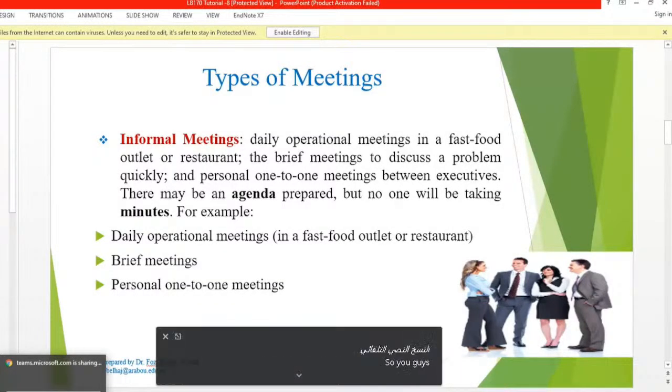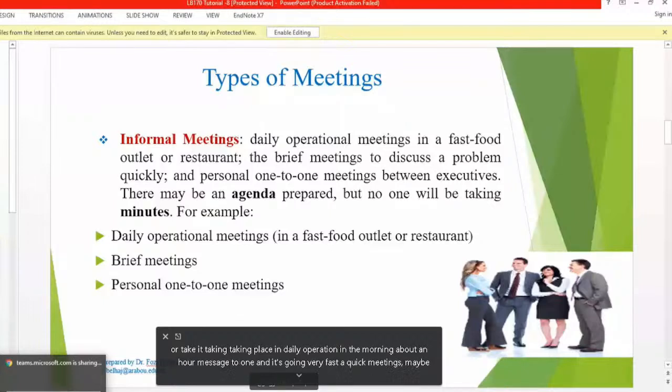Sometimes informal meetings take place in daily operations in the morning. For example, when you arrive at work, they are very fast, quick meetings. Maybe they meet at a fast food outlet or a restaurant, maybe quickly at a coffee shop. All of these are informal and official meetings.